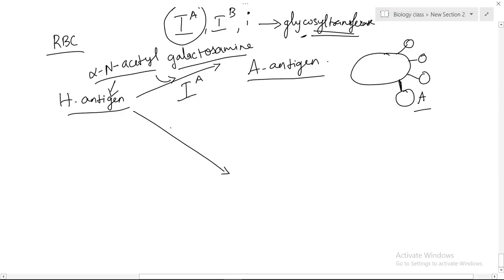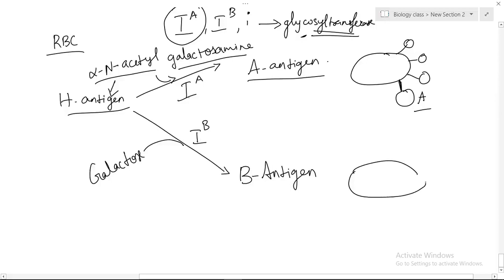Got it? Now on this H antigen, when the enzyme of our IB allele acts, it is going to add galactose. When galactose is added, the B antigen is produced on the RBC. So how will our RBC look? This is the RBC, and we have the H antigen. On this H antigen we will have the spike, galactose. Because of this carbohydrate modification, galactose gets attached here, and it will be like this. So as a result this is the B blood group. This is how A and B blood groups are produced.